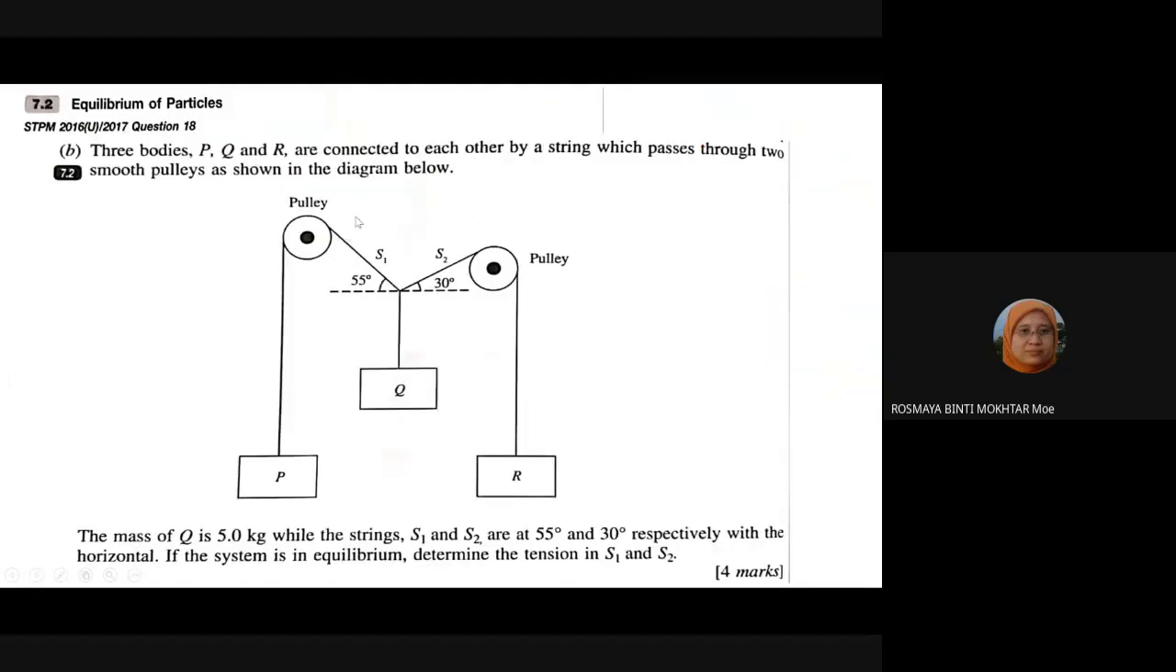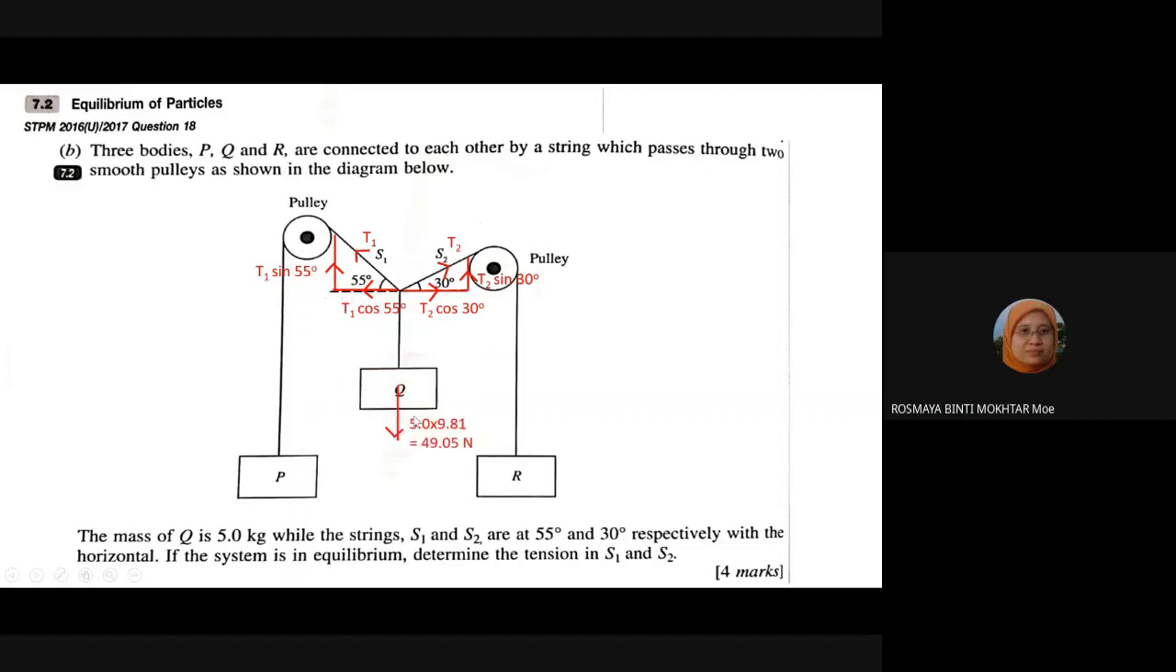Okay, so for 1B here, we are going to determine the tension in the string S1 and string S2. So first you determine the forces. We have T1 and then T2. So we solve the component of T1: T1 cos 55 degrees and T1 sine 55 degrees. Then the component for T2: T2 cos 30 degrees and T2 sine 30 degrees. The rest, P, Q, R, is weight, so it's a vertical component only.